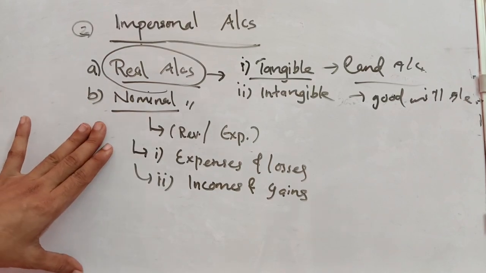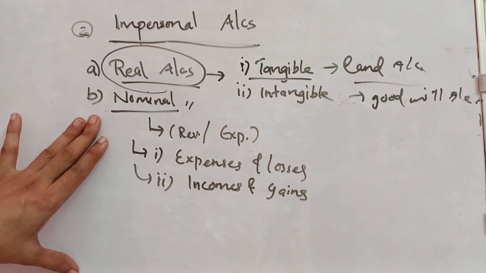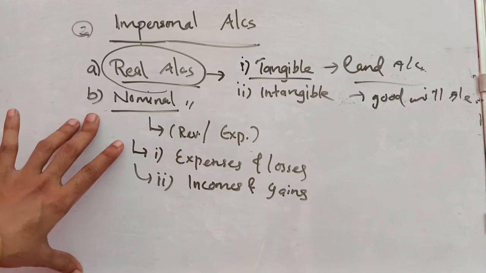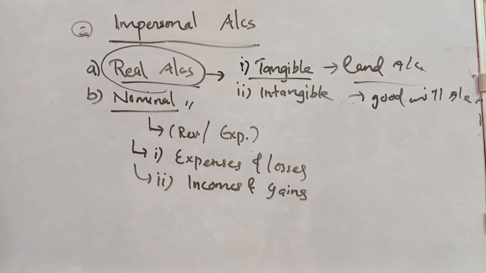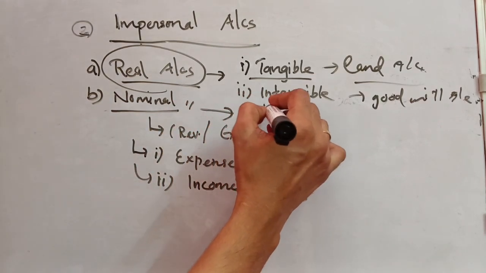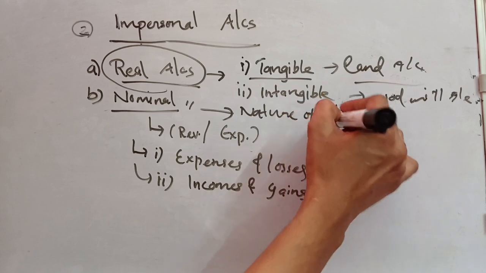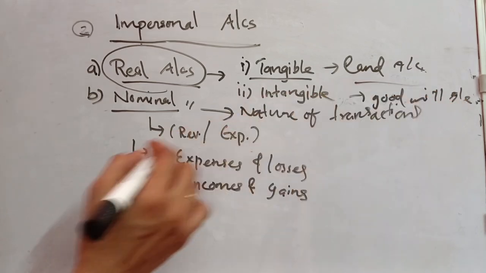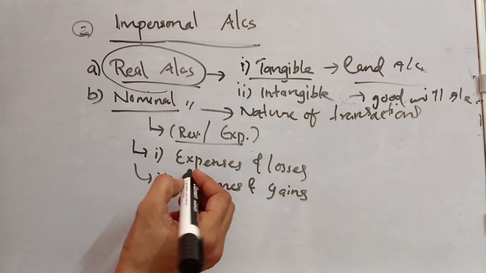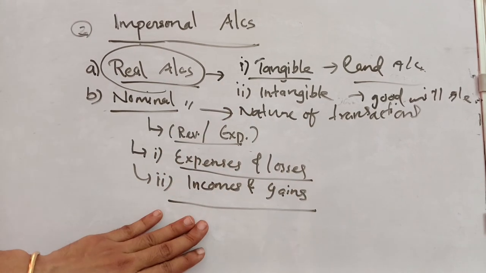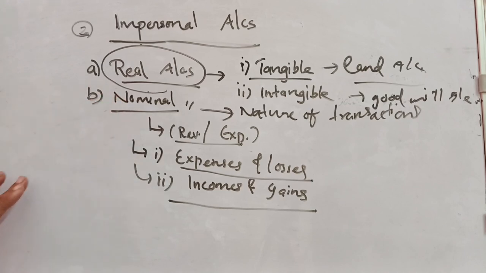Then nominal accounts mainly include revenue or expense accounts. These are all accounts which are simply opened as per the nature of the transactions, and they mainly include revenues or expenses, that is, expenses and losses accounts, and incomes and gains accounts.